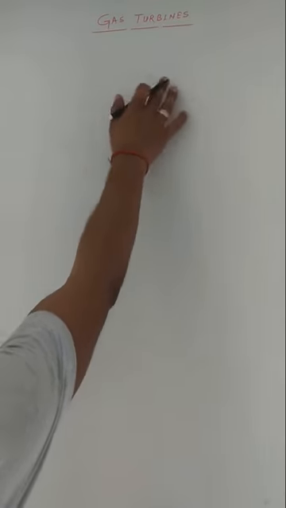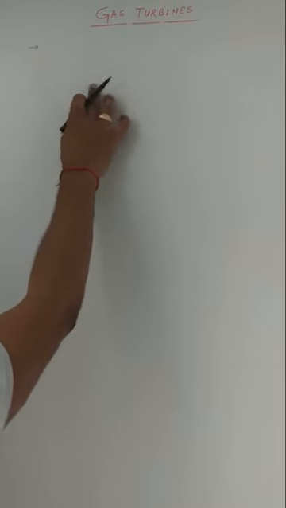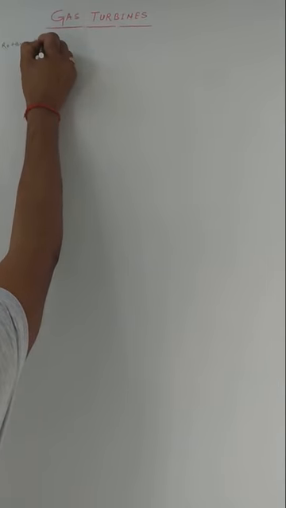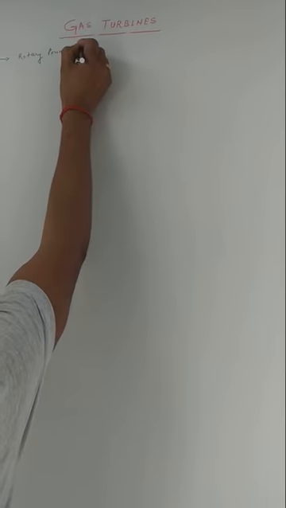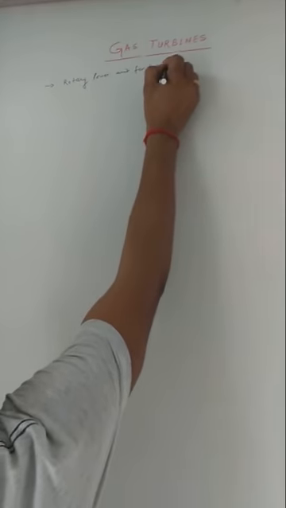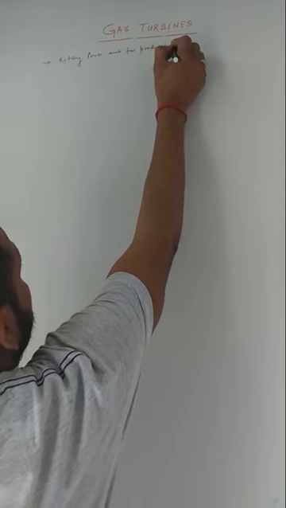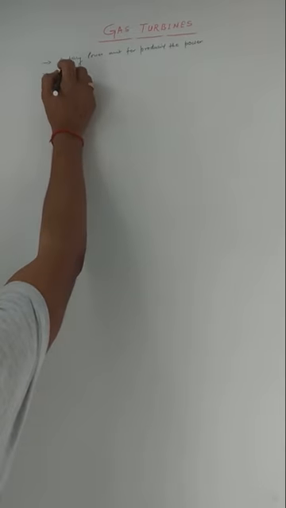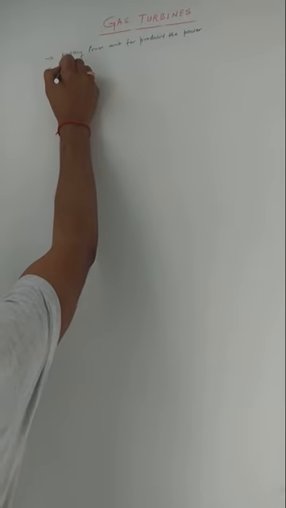Hello students, in this video we will see the description of gas turbines and we will also see what is the air standard efficiency of the gas turbines. Gas turbine is a rotary power unit for producing the power, and it is a self-contained and compact unit.